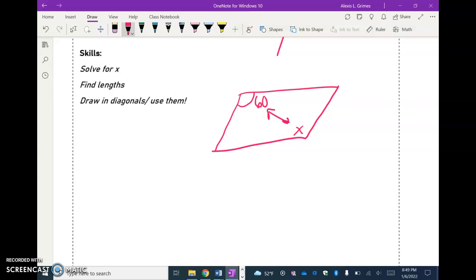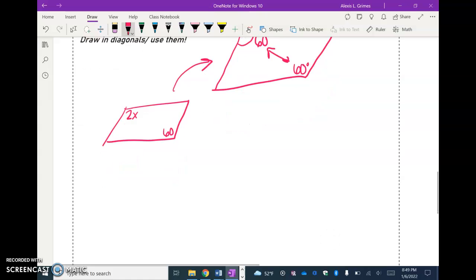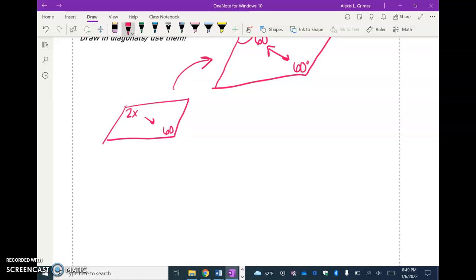They are across from each other. That means this one also is 60 degrees. So you'll need to remember that. That being said, if I tell you this one's 2x and this one's 60 degrees, we just said over here, they are the same, right? The ones across from each other are always the same. What do we do if we know those are the same? Set them equal. If they are the same, they're equal to x equals 60. If we want to find x, we can divide by 2.